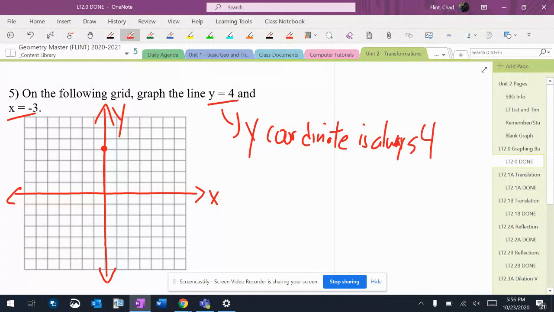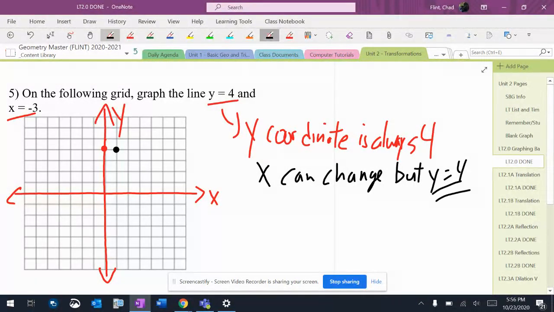If you go to there, whoops, not big enough point. I go to there, is y still 4? Nope, it's 5. If I go here, nope, it's 3. If I go here, the y is still 4. The x changes, but the y is still 4. So I'm going to write down x can change, but y has to equal 4 on every single point. So that is going to go like this across there. So my line is going to be right there.